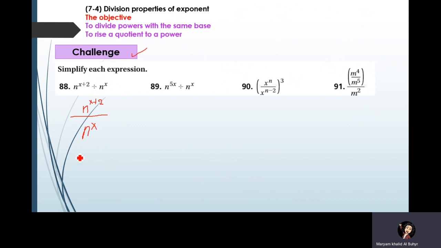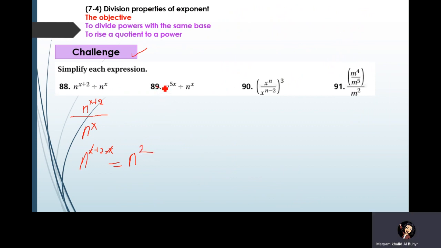I rewrite it like this. So I know that these are the same base. I'm going to subtract the powers. So that will be x plus 2 minus x. So this x with this x will remove. So the remaining is n to the power of 2.